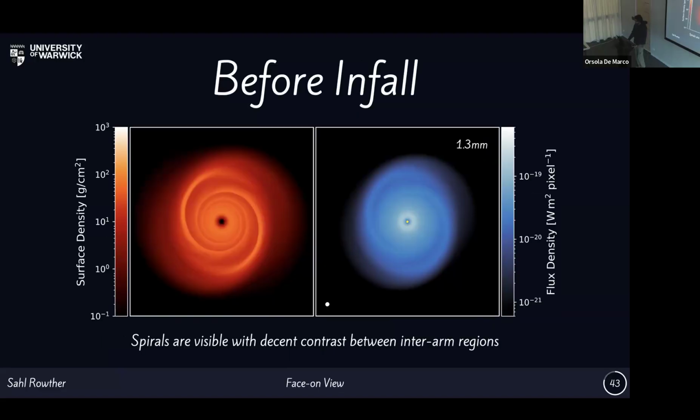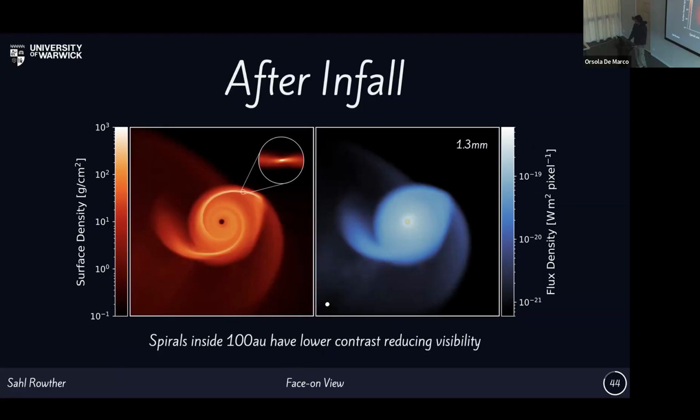Now, when we look at the continuum emission in the face-on view before infall, the spiral arms are quite visible, with high contrast between them and the inter-arm areas. After infall, the gravitationally unstable spiral arms have a lot lower contrast and are harder to see, because infall has shrunk the disk and increased the mass in that area. Both of those factors increase the optical depth of the disk, making it harder to see the spirals.